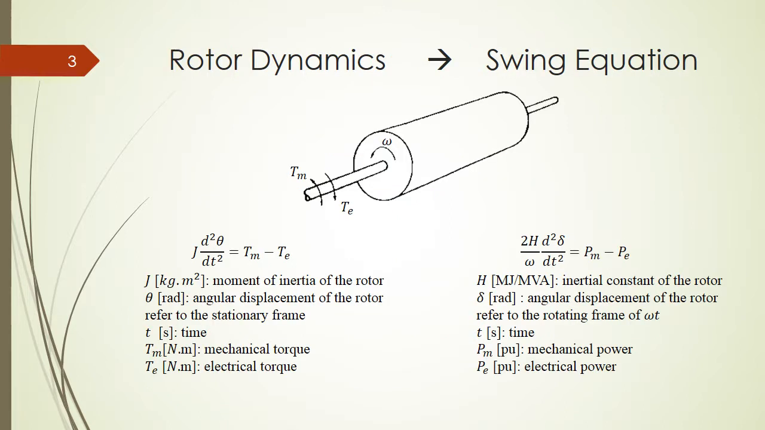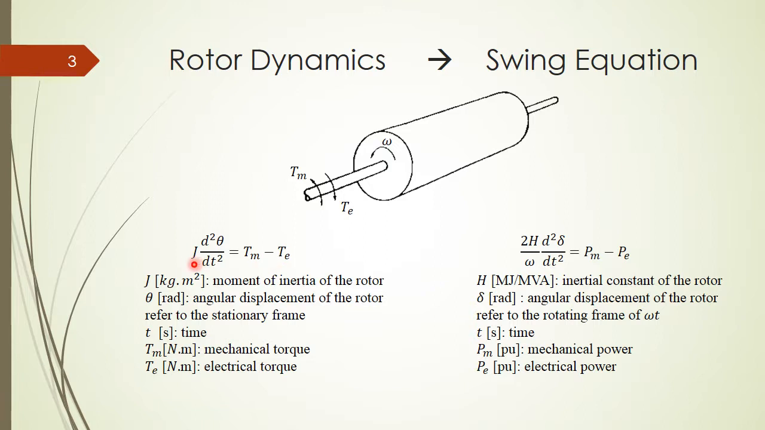So first we look at the behavior of a generator. For example, this generator rotates with the angular speed of omega, and the mechanical torque applied to it is Tm in the same direction as omega. And the winding of the rotor or the machine will generate an electrical torque in the reverse direction of omega. So here is the equation showing the relation between the movement of the rotor and the torque applied to it.